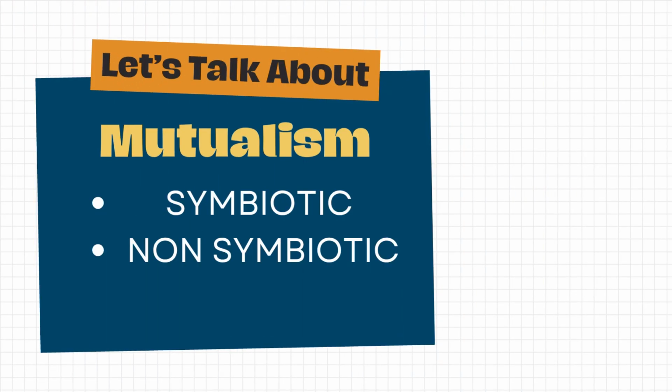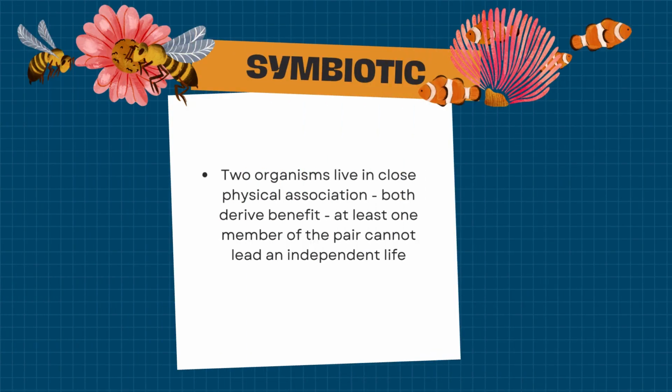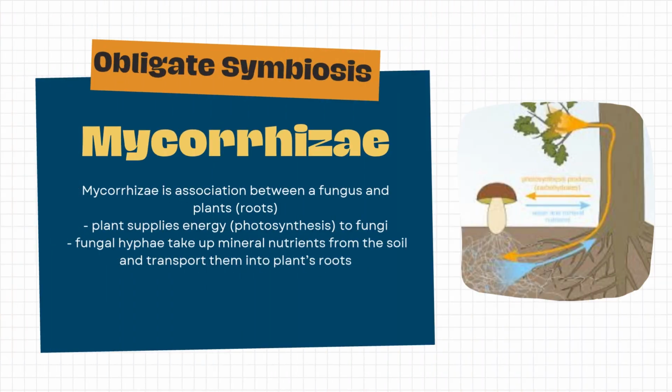Mutualism has two types, symbiotic and non-symbiotic. Symbiotic is defined as two organisms that live in close physical association. Both derive benefits, and at least one member of the pair cannot lead an independent life. The example of obligate symbiotic is mycorrhizae. Mycorrhizae is an association between a fungus and a plant's root.